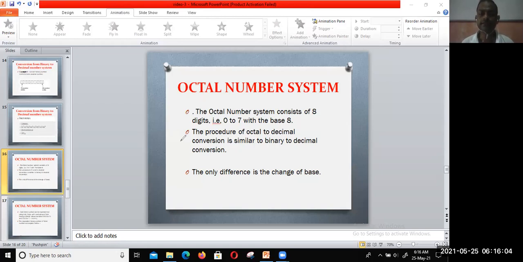So the octal number system consists of 8 digits, that is 0 to 7, with base 8, because it uses 8 digits. Only then does it have base 8, right? The procedure of octal to decimal conversion is similar to the binary to decimal number conversion. What is the difference? The only difference is the change of the base. The octal number system has base 8. Okay.